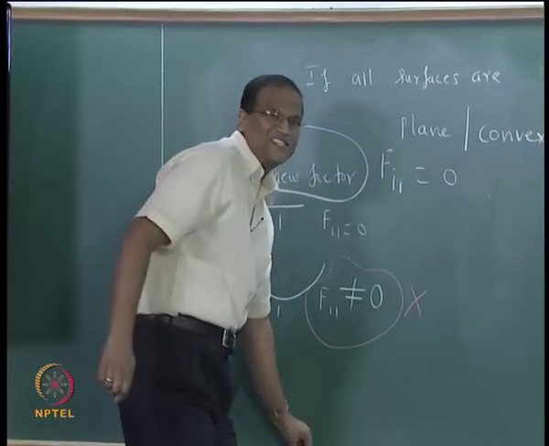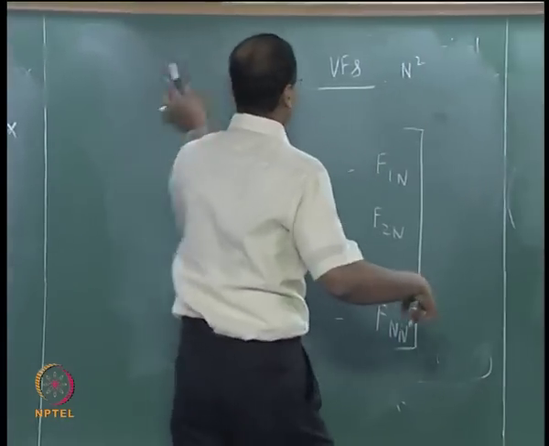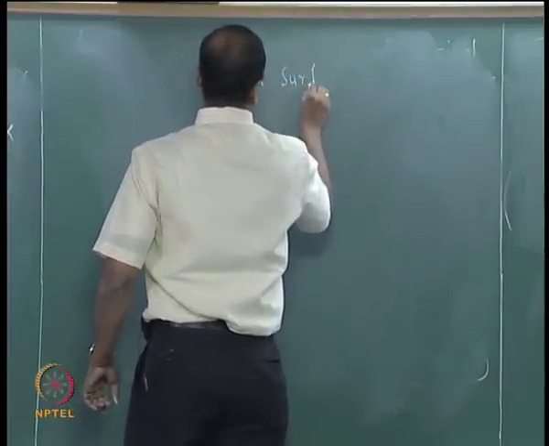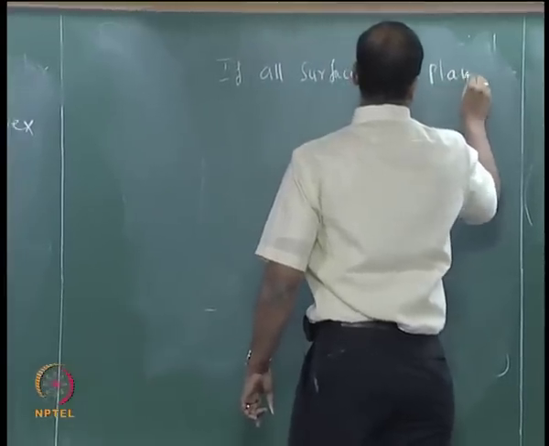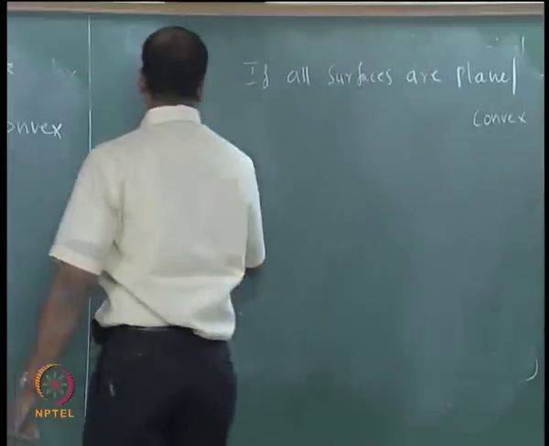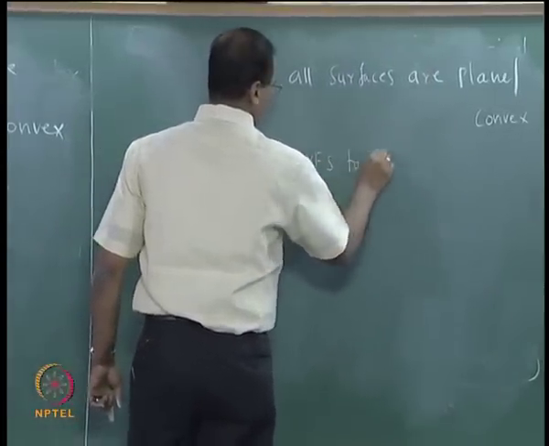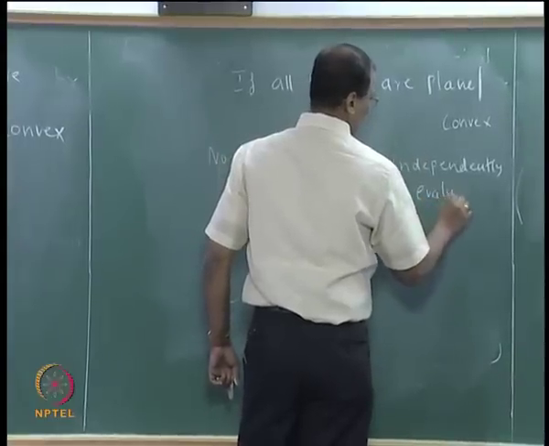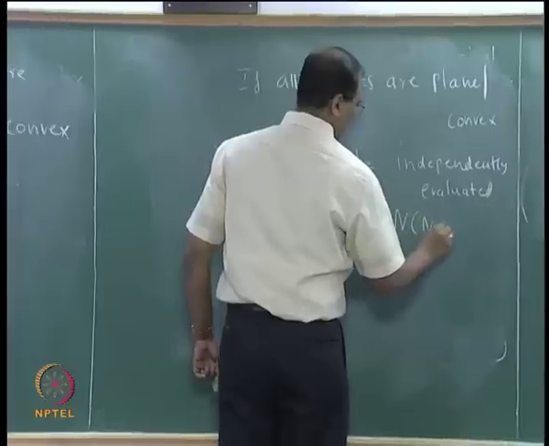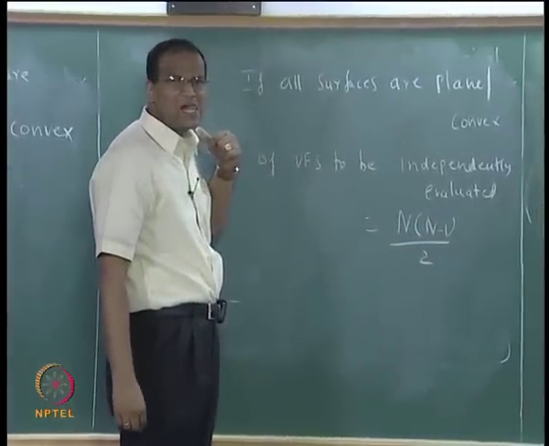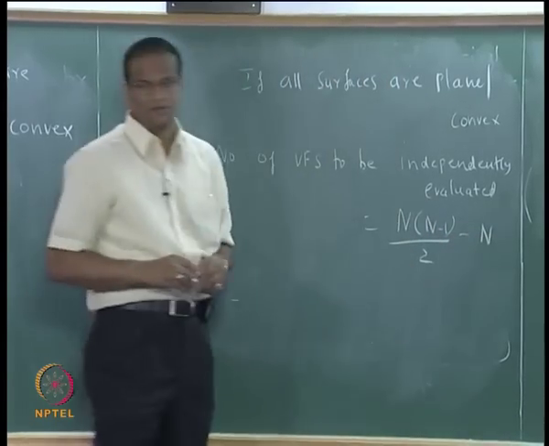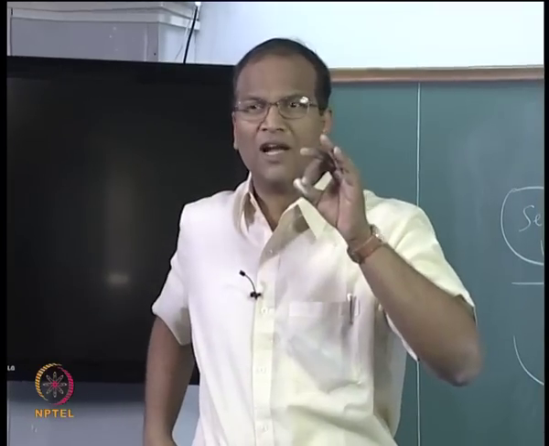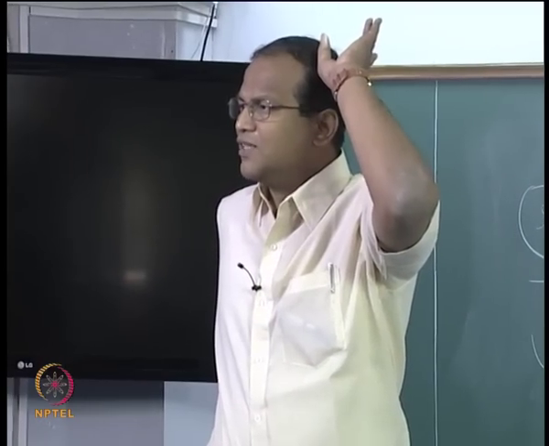Now, if all the surfaces are plane or convex, what is the total number of independent view factors? How many such self view factors are there? Very good. So the goal of the view factor algebra is to ultimately determine the number of independent view factors which have to be evaluated necessarily by adopting that cos theta i cos theta j integral.